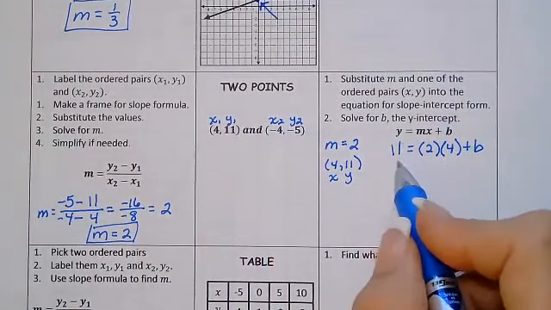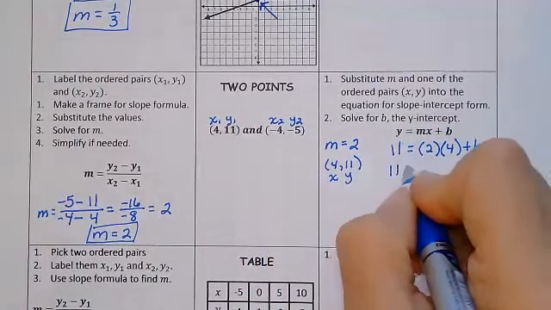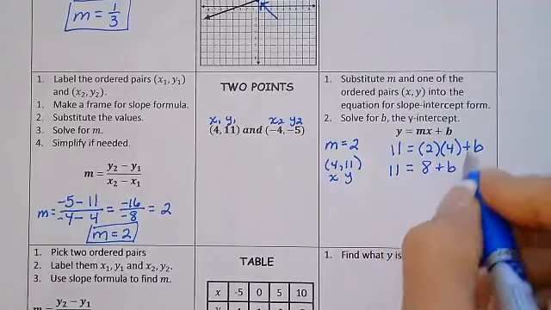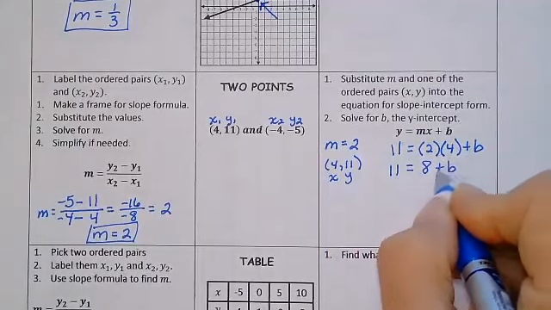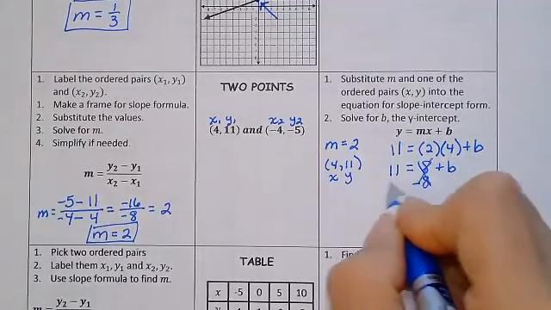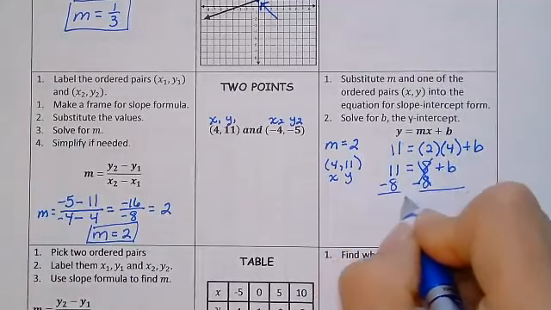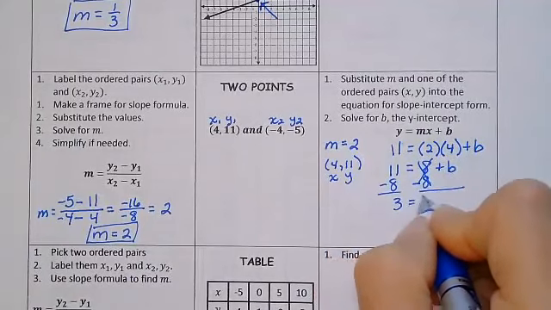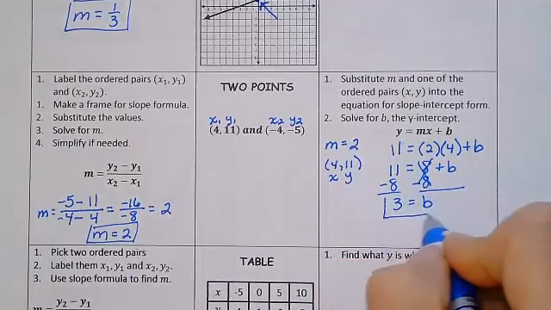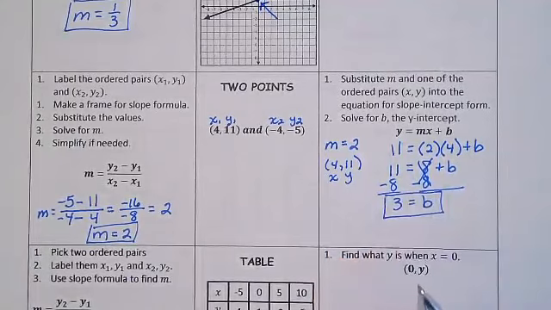All right, so now we're going to solve for b. 2 times 4 is 8. I'm solving for b, so that means I need to get rid of 8. So I'm going to subtract 8 from both sides. So 3 equals b. Okay, so the y-intercept will be 3.